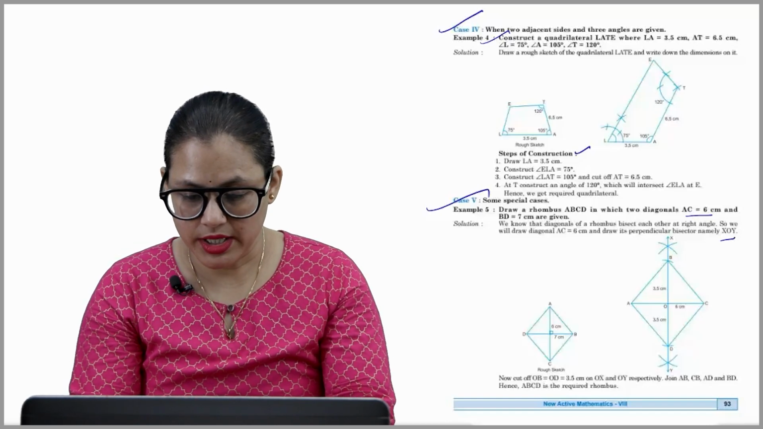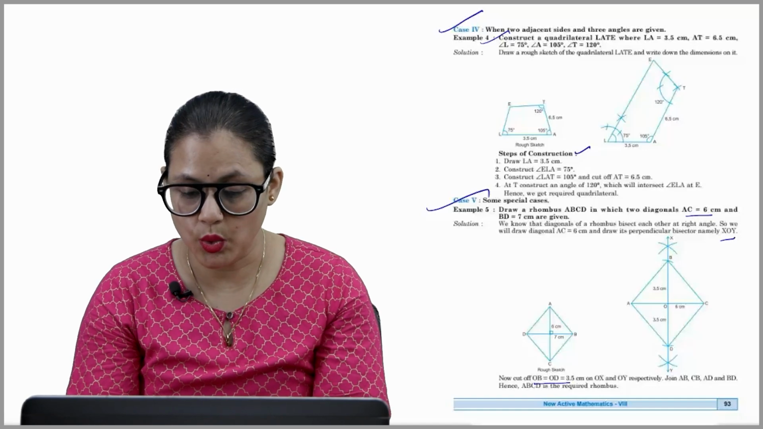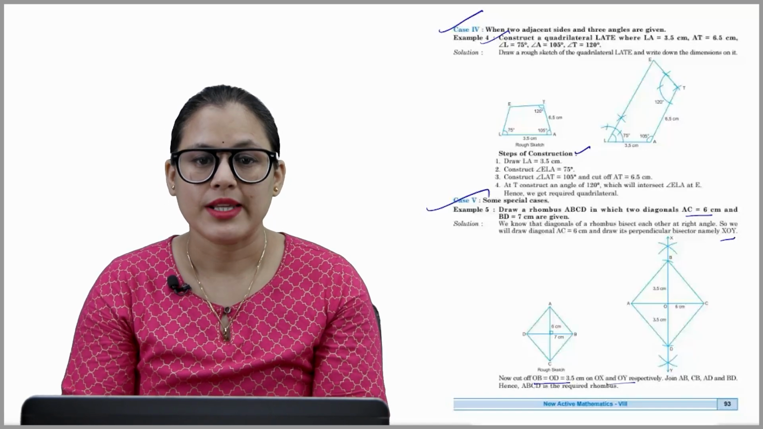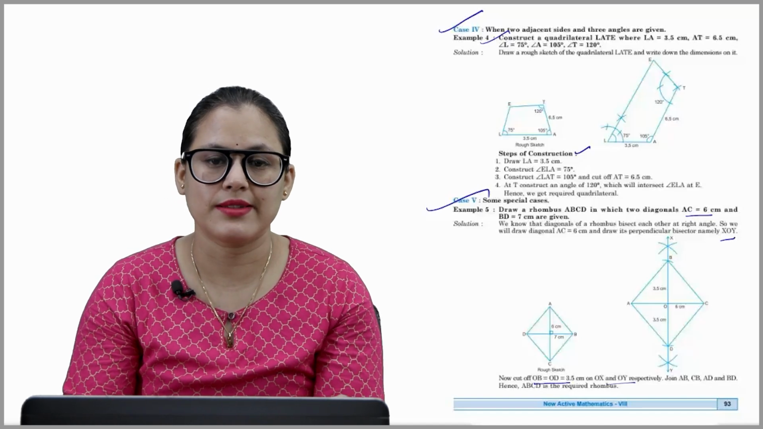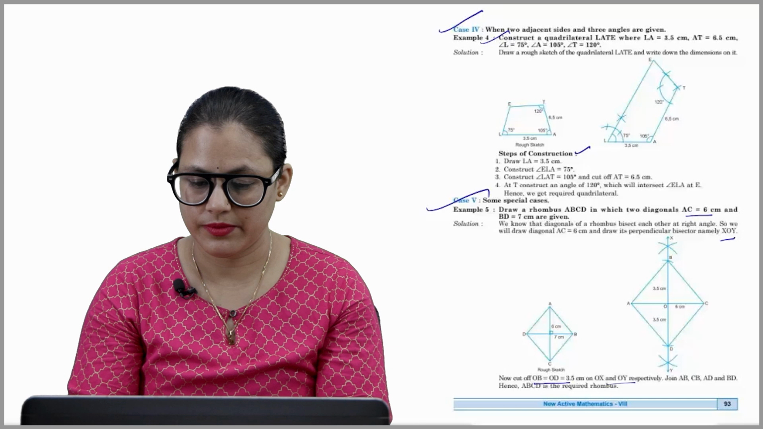Now, cut off OB equals OD equals 3.5 centimeter on OX and OY respectively. Join AB, CB, AD and BD. Hence ABCD is the required rhombus.